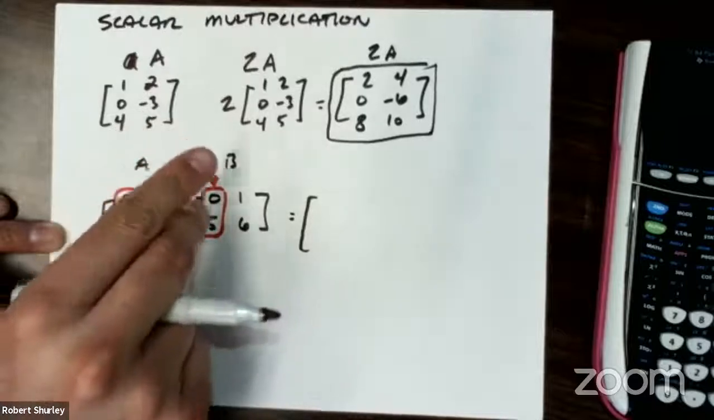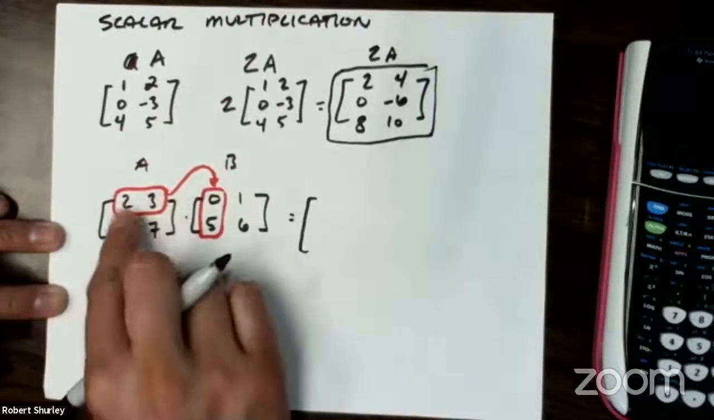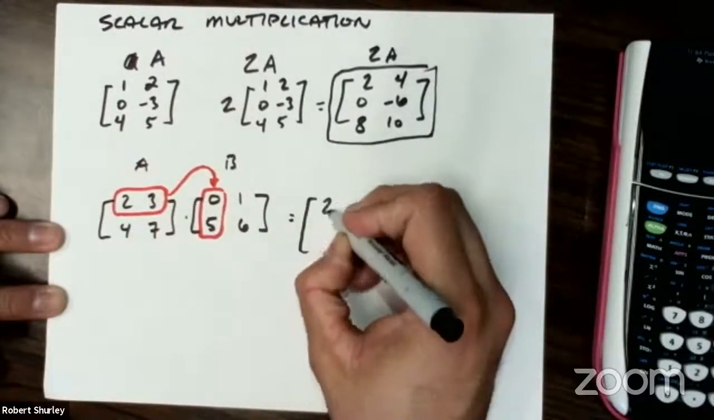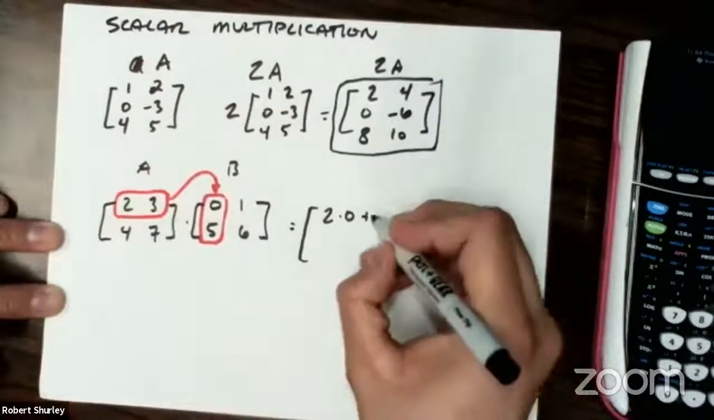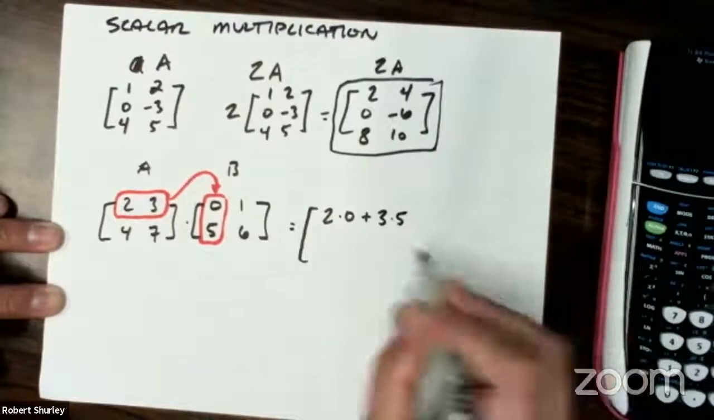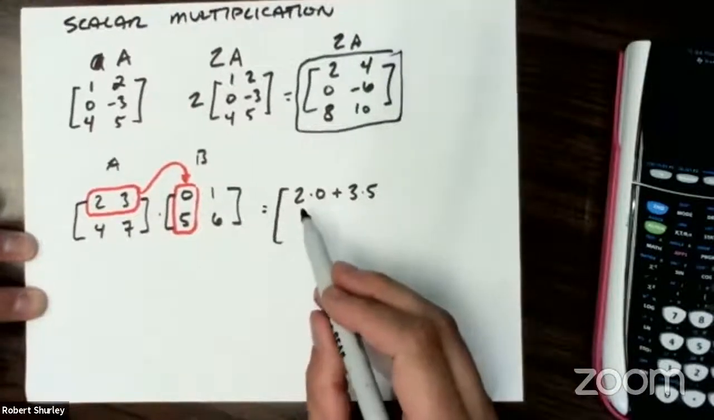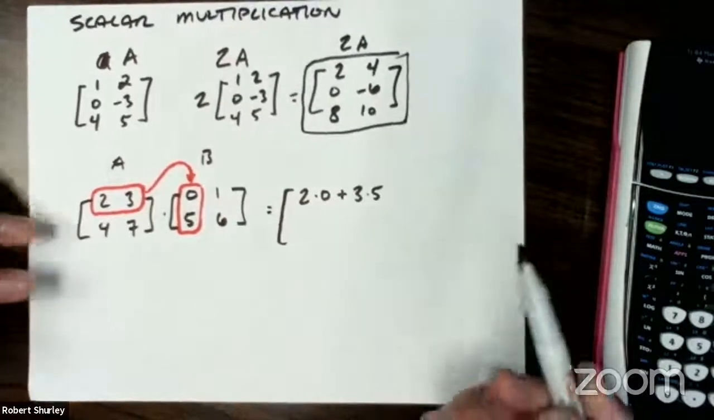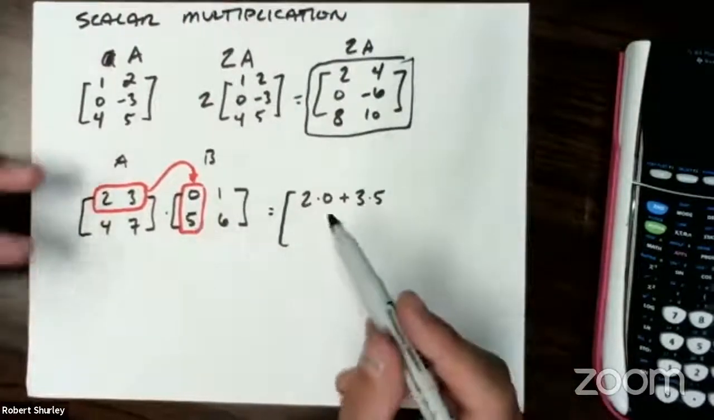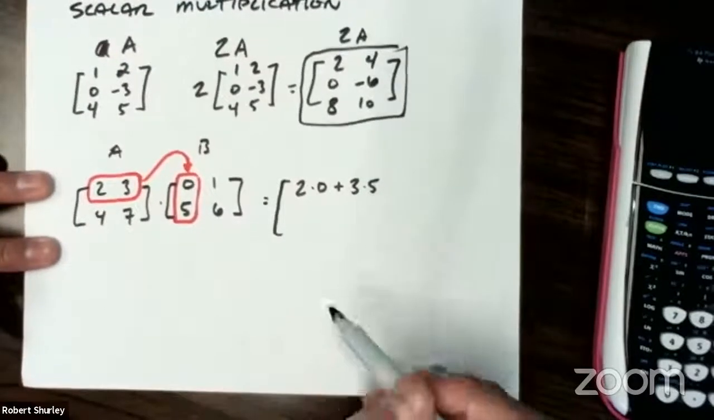If they're on top of each other, you're going to multiply. So 2 is on top of the 0, so it's going to be 2 times 0, plus the 3 is on top of the 5, 3 times 5. That's going to be the first position of our solution matrix, or our product matrix, I guess you could say. That's going to be our first position.